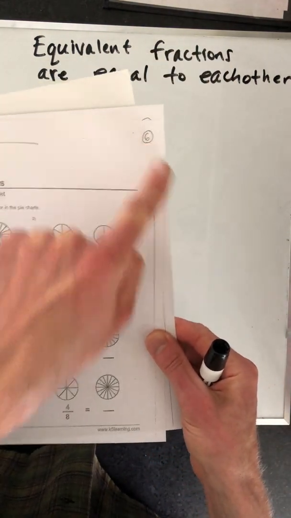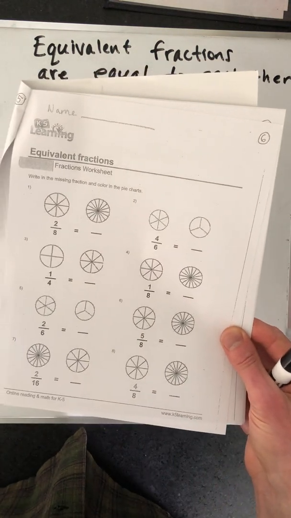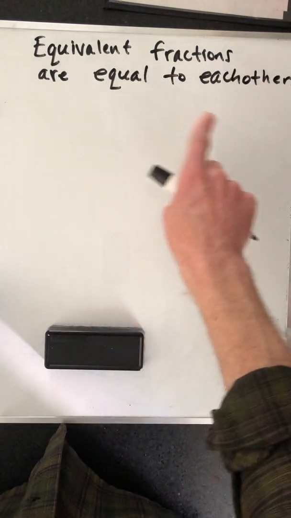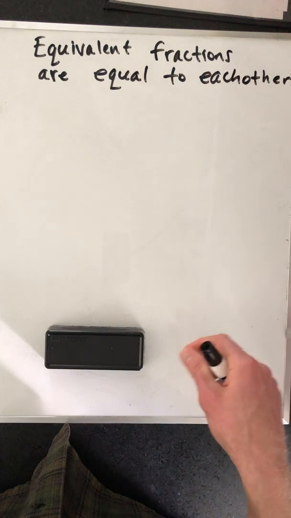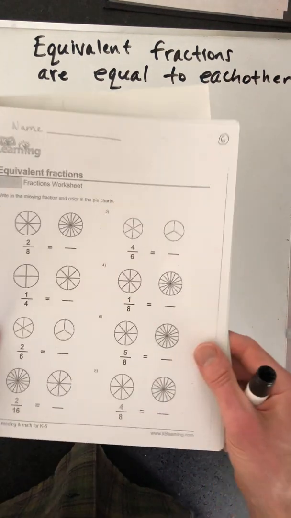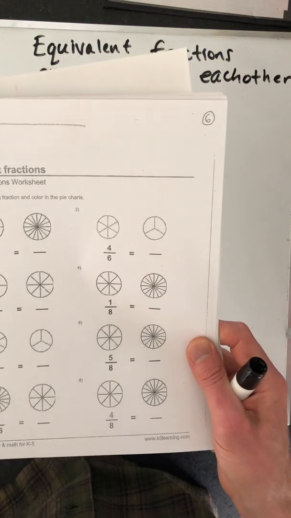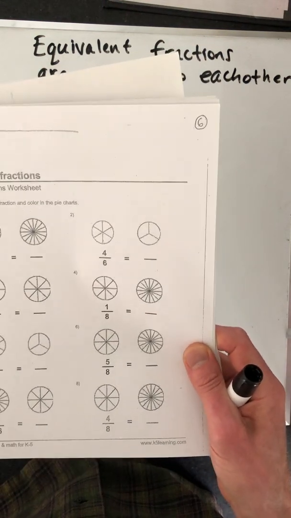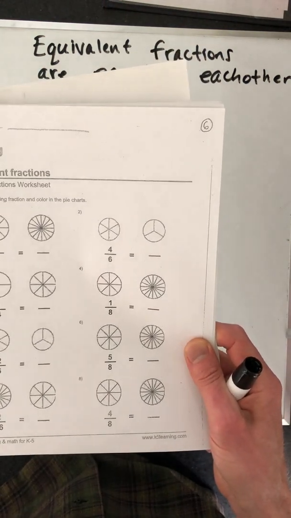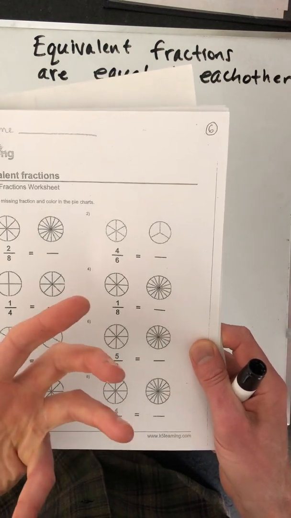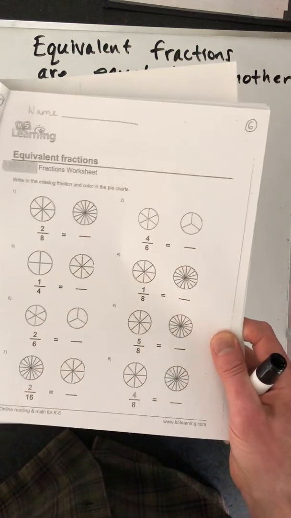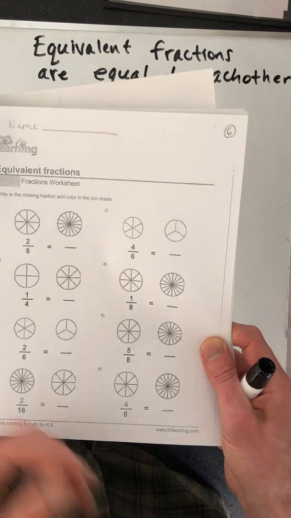That's page 6 in your fractions packet. Equivalent fractions. Equivalent fractions are equal to each other. So what equivalent fractions are: fractions that have the same amount of stuff, but they've been cut into different sizes of pieces.